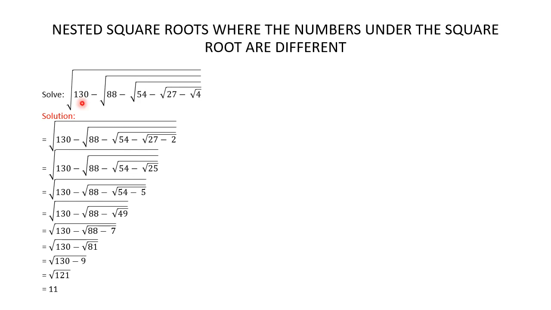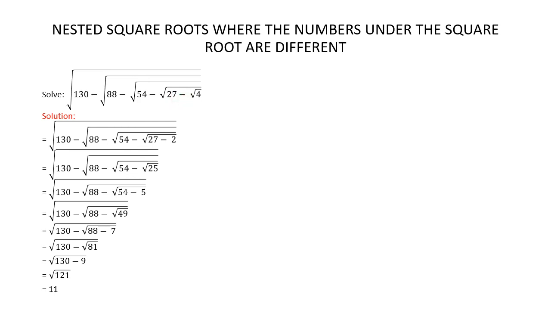Solve square root of 130 minus square root of 88 minus square root of 54 minus square root of 27 minus square root of 4. Here also you'll see that the numbers under the square root are different. So start from the last square root. So square root of 4 is 2.